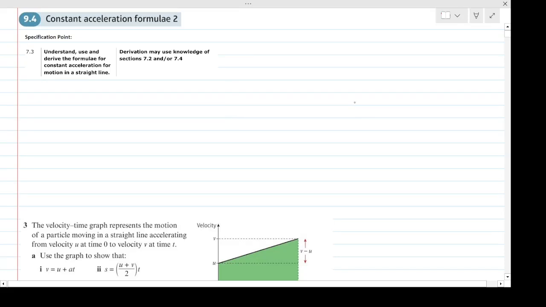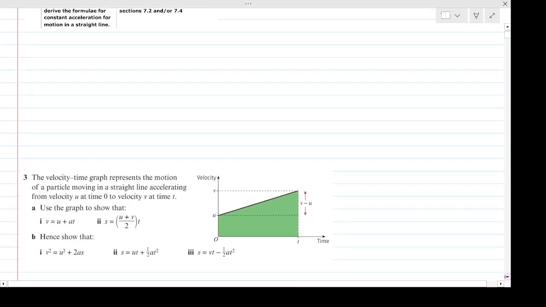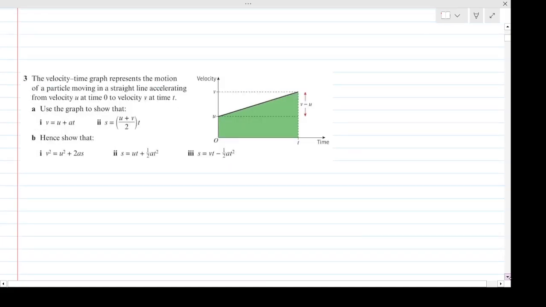Hello, so in this video we are continuing our work with SUVAT. So when we're in situations where we want to find the displacement, the velocity, the acceleration, the time, stuff like that, right? We're going to look at some more equations today in this video. I'm just going to introduce it by looking at this example here.